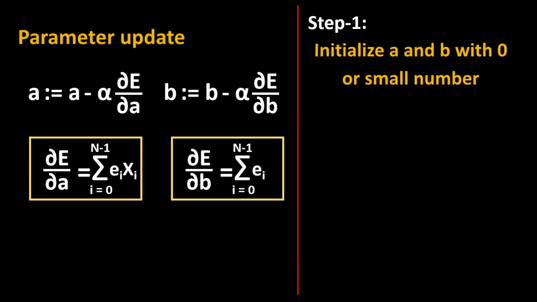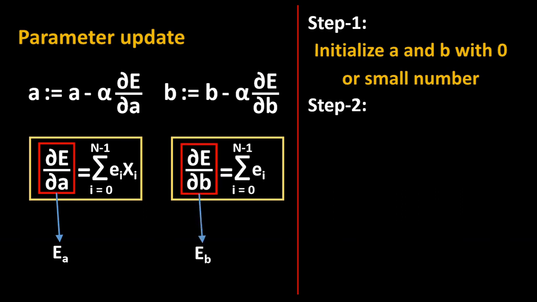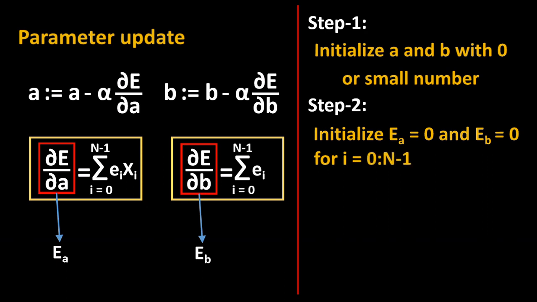Next is step number 2. Let us call del E upon del A as EA and del E upon del B as EB. First initialize this EA and EB as 0. Then run a simple for loop for variable i going from 0 to capital N minus 1. That is, for all the dataset, run a for loop. Now inside this for loop, let us calculate first the values of small yi and ei, that is the predicted output and the residual.